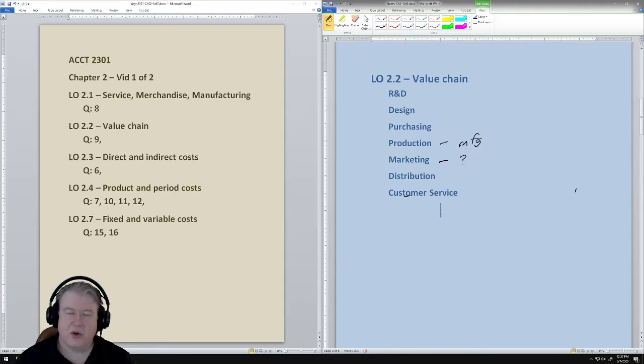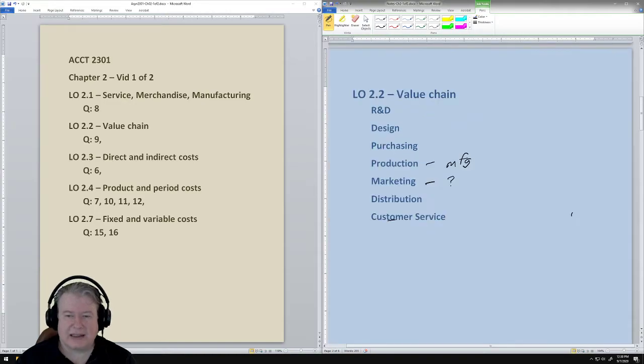And for those of you who are accounting students, just realize that accounting does not encompass the whole value chain. We may track things, we may keep the numbers for a lot of departments, but there's a lot of value added in the other departments. So just keep these in mind as we go forward.